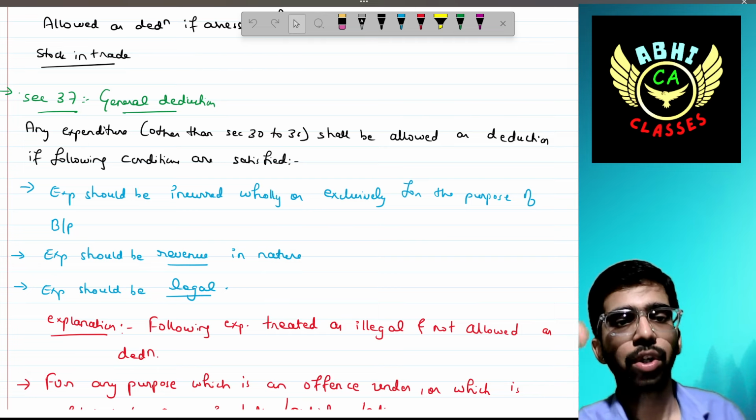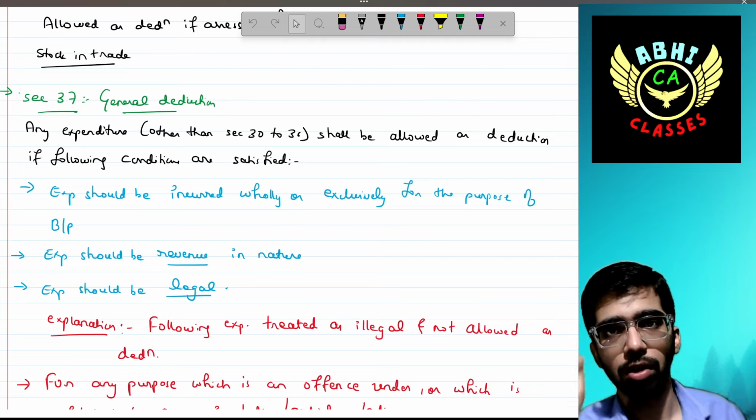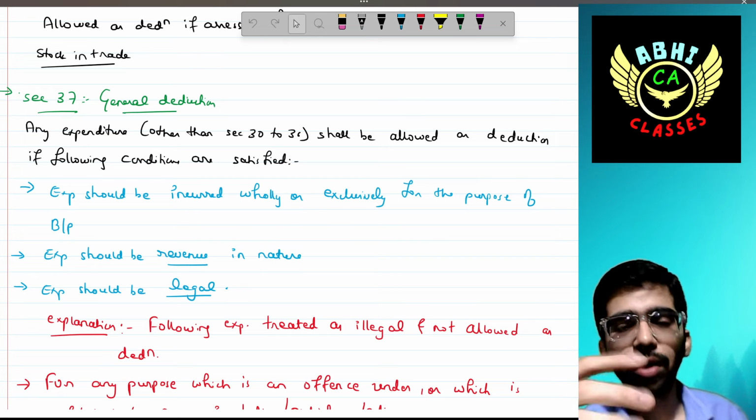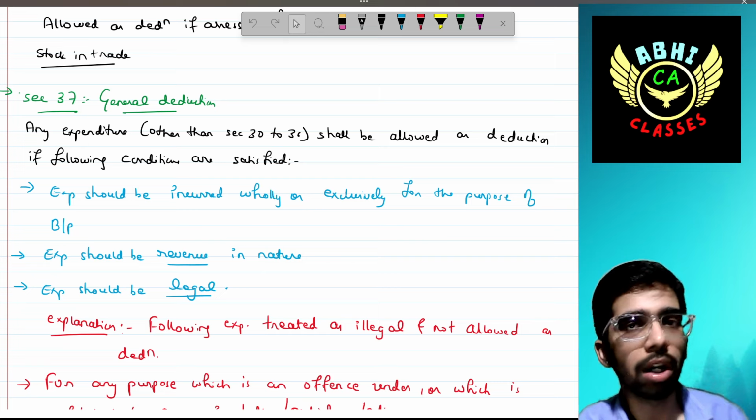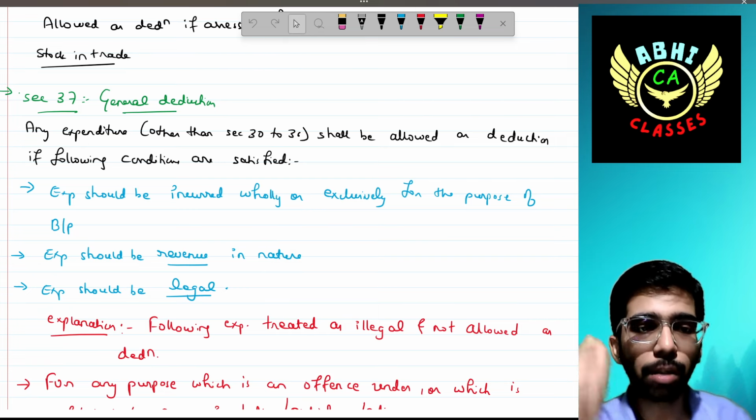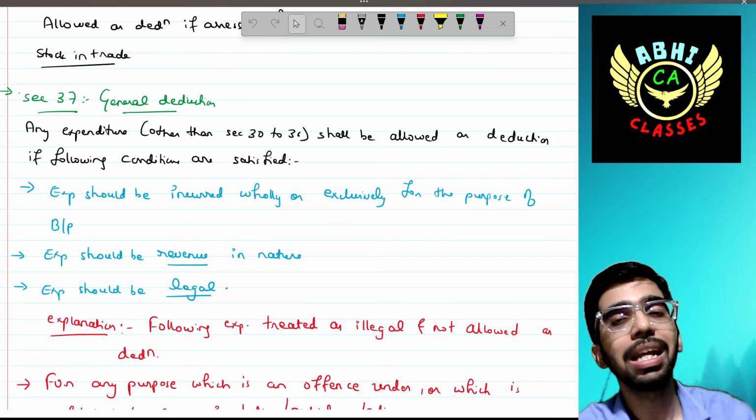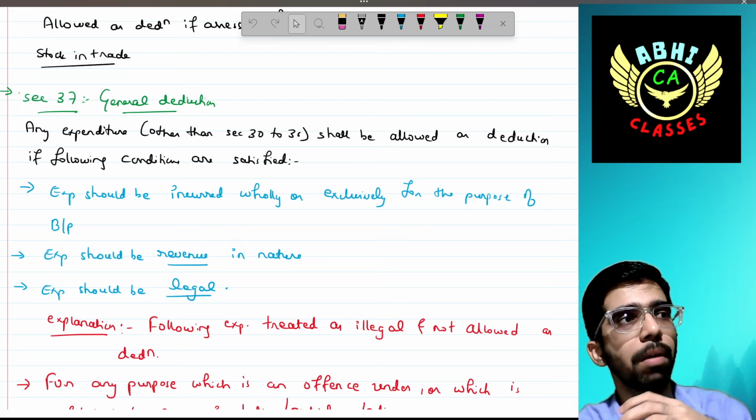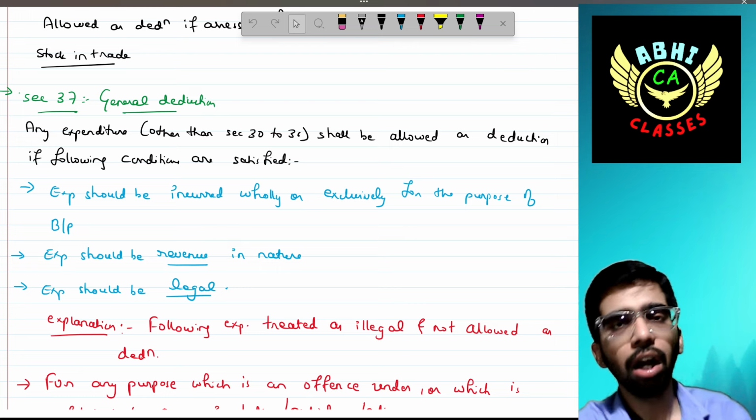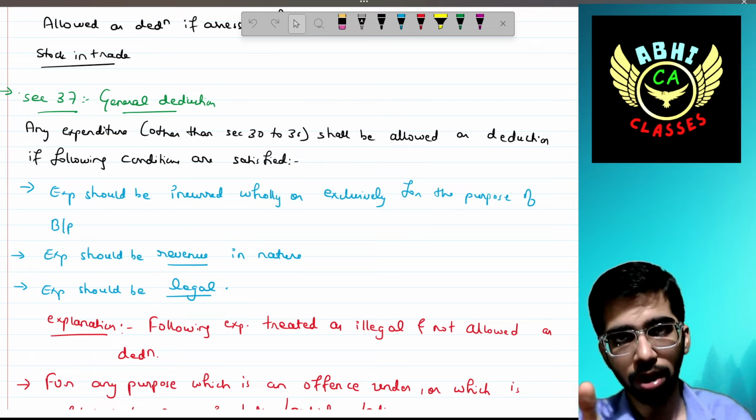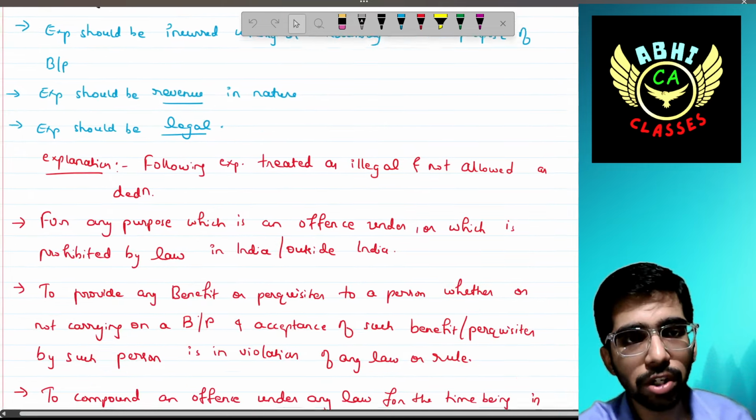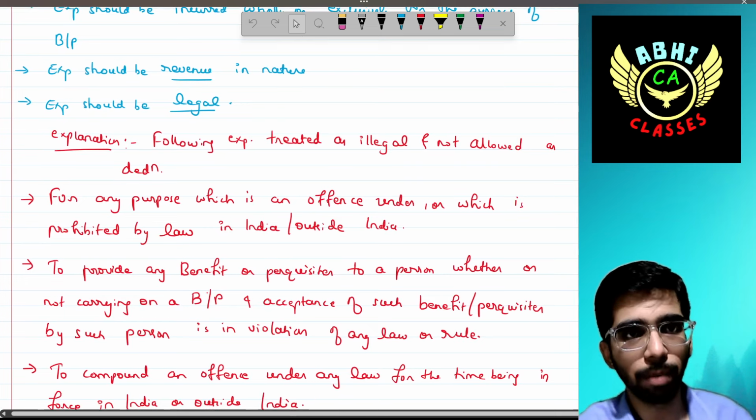Next, expenses should be revenue in nature. It should not be capital in nature. I think you have heard this several times in your foundation, 12th or 11th grade. Next, expenses should be legal. There should not be illegal expenses. For example, any illegal businesses should be strictly avoided. Okay. Next, some explanation.